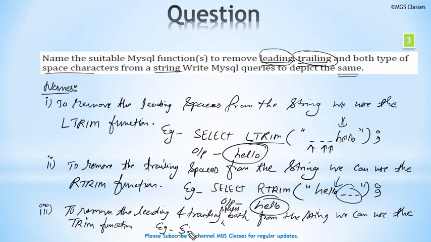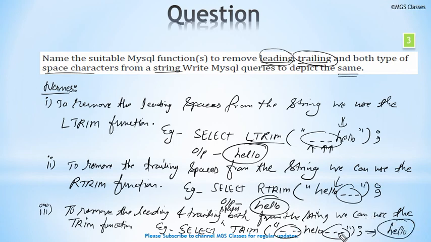For example, select TRIM and then you write HELLO, and let's suppose there is one space. It may not be clear to you, so I am writing it here a little bit bigger. Let's suppose 1 2 3 spaces are there, then hello and then 1 2 3 spaces. To remove these leading and trailing both at the same time, LTRIM will remove the left side spaces only, RTRIM will remove the right side spaces only. But if you want to remove both side spaces at the same time, you will use the TRIM function. That TRIM function will remove the left side and right side spaces at the same time.